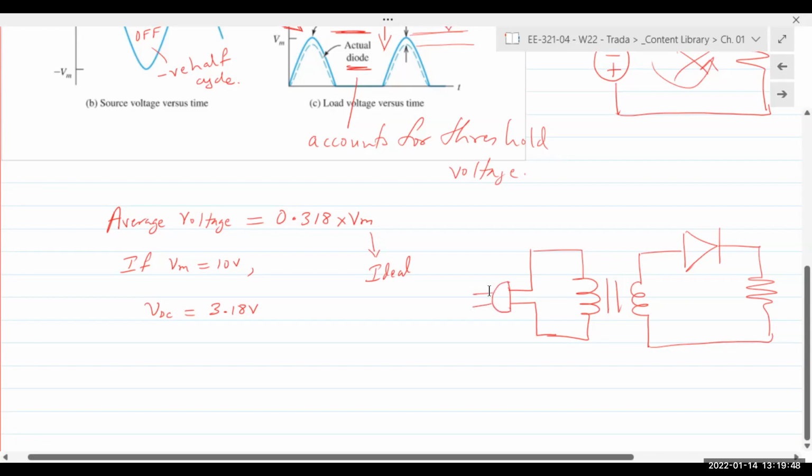So, transformer: 120 volts AC input coming into the transformer, stepping down to perhaps 12 volts. And then, of course, going through the diode, we'd get a rectified waveform, right? Rectified waveform.